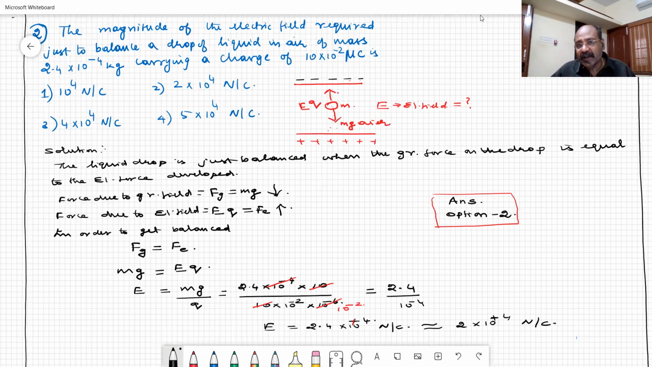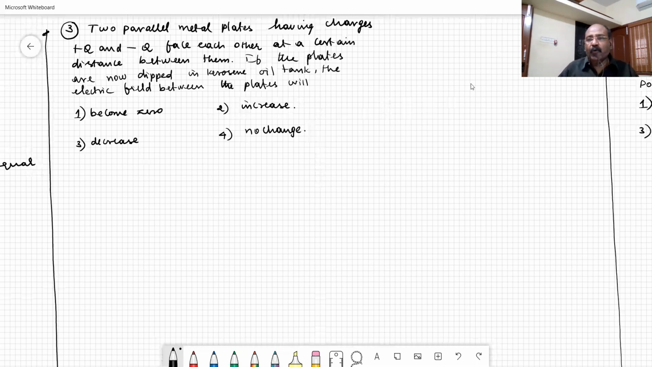Okay, let us move on to the next problem, problem number 3. Two parallel metal plates having charges plus Q and minus Q face each other at a certain distance between them. If the plates are now dipped in a kerosene oil tank, the electrical field between the plates will become: 0, increases, decreases, or no change.